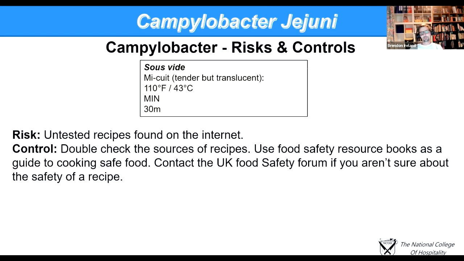But the risk is obviously untested recipes found on the internet. Now, this might be found on the internet or discussed amongst little chefs' groups, etc. The main control is double check the sources of recipes and use food safety resource books as a guide to cooking safe food. Contact the UK Food Safety Forum if you aren't sure about the safety of a recipe. There are plenty of bright people in the UK Food Safety Group that will be able to offer a good level of experience on that.